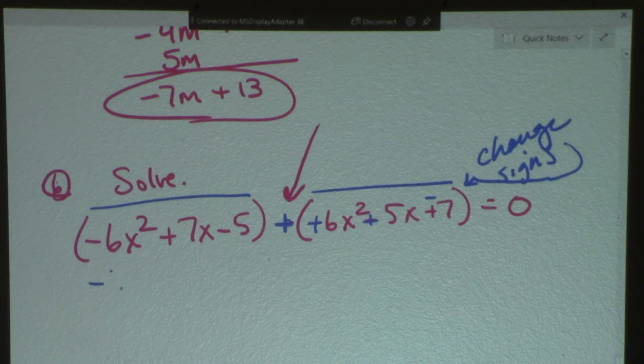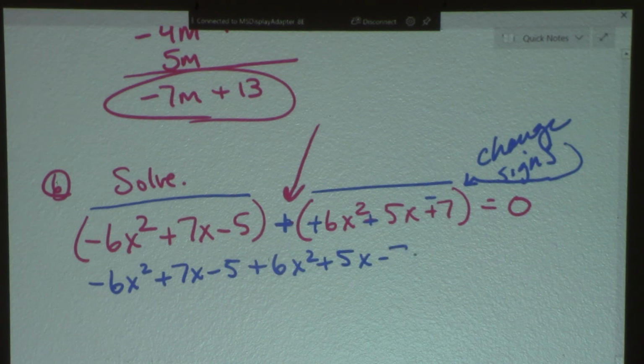Okay, so I'm going to rewrite this without the parentheses now because all of my terms have the right signs. Okay, do you see that? I took out the parentheses. The parentheses are no longer there.